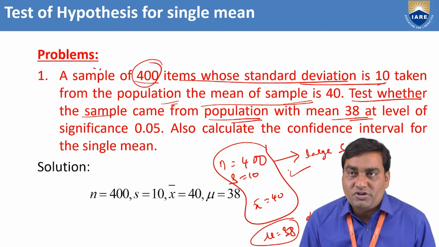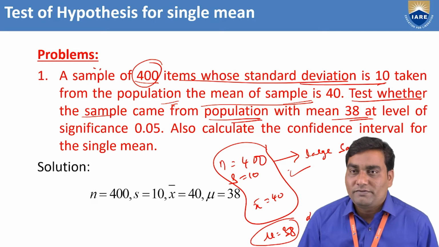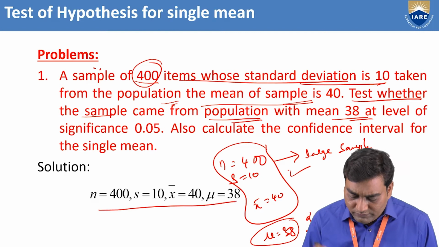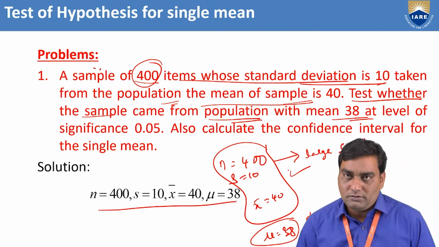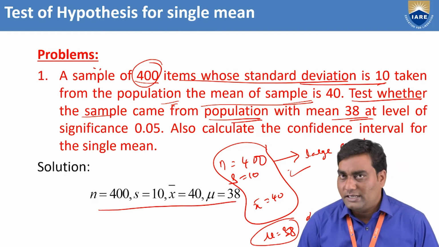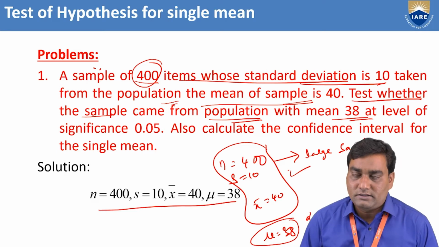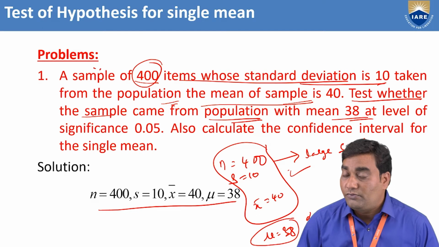According to the description of the problem only, we should identify which test is suitable for the given problem. See, according to the values of this one, we have only one sample, that too a large sample. That's why it is a test of hypothesis for large sample. Here also we have 4 tests.